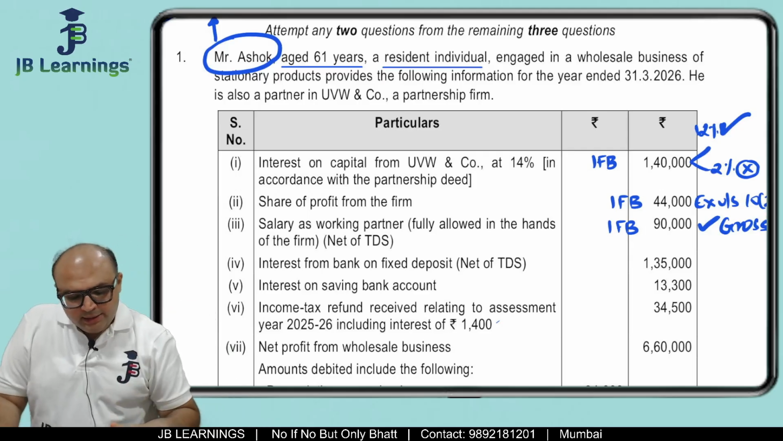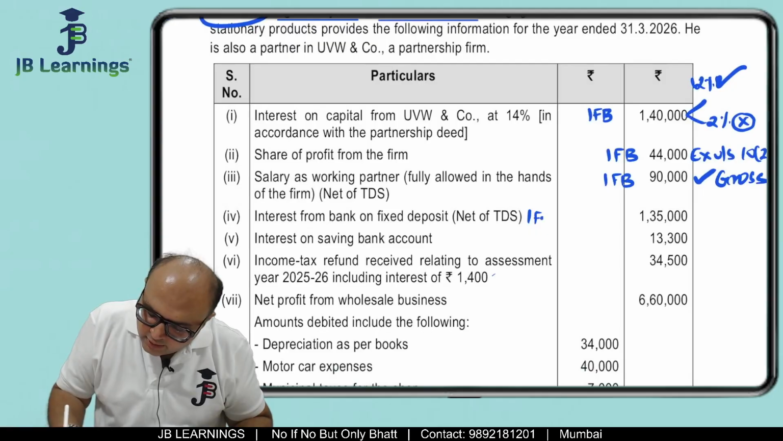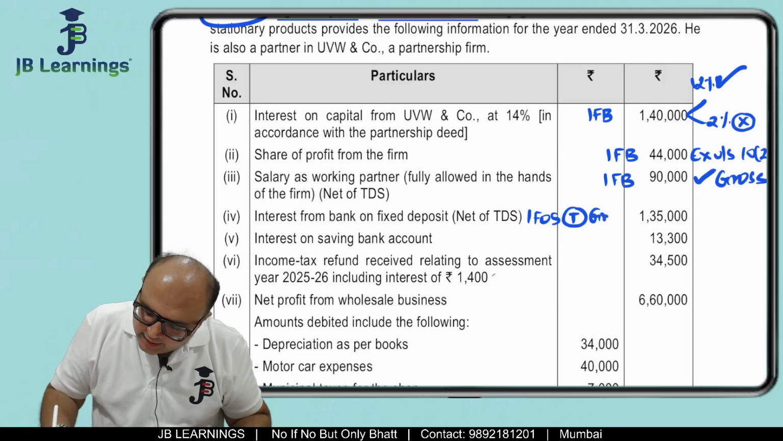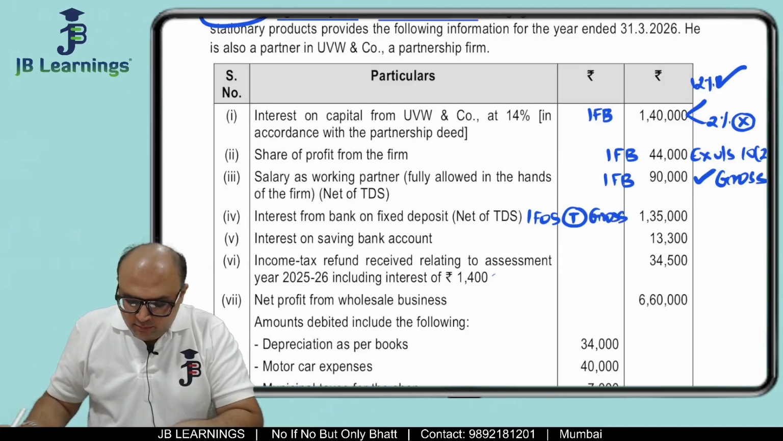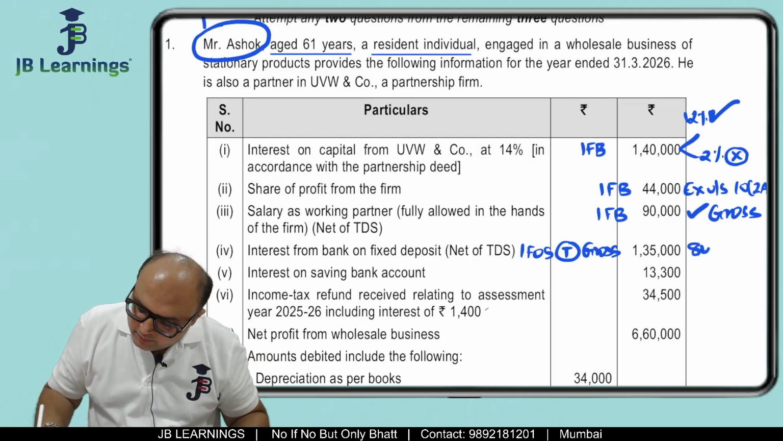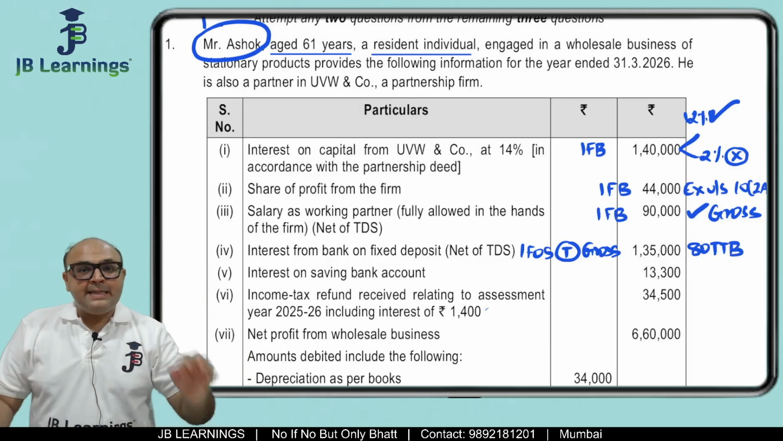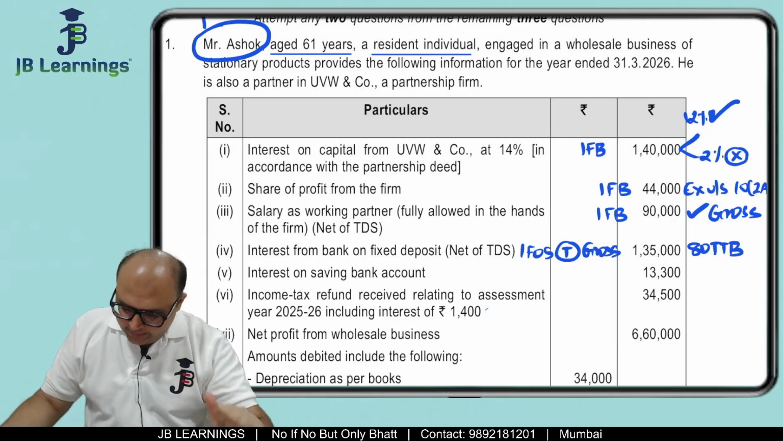Then interest from bank fixed deposit, net of TDS. See, so now this is EFOS. This is taxable under EFOS. You have to convert the net into gross over here also. But we have shifted out of 115BAC. So this person is a senior citizen. So a senior citizen will get deduction under 80TTB, not 80TTA.